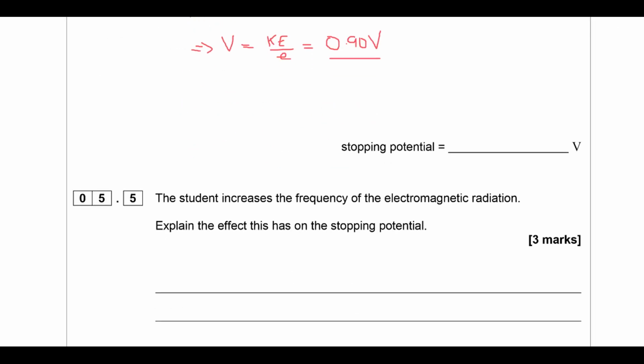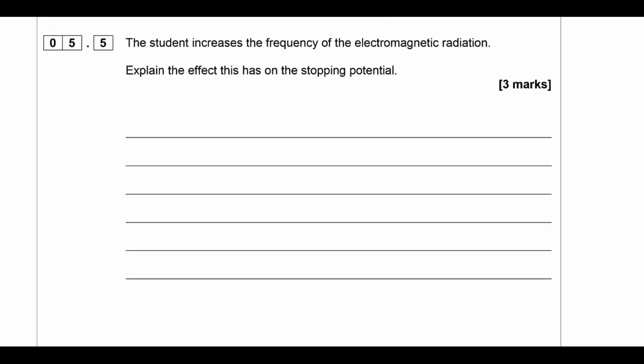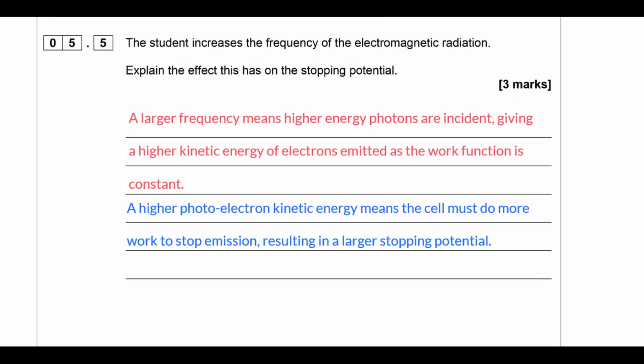Okay, so the student increases the frequency of the electromagnetic radiation. Explain the effect this has on the stopping potential. So higher photon energy for the same work function gives higher kinetic energy. That means it's going to take more work to stop it being emitted. The charge of an electron stays constant, so that must mean a larger stopping potential. All right, so that would be my explanation of that there. So that finishes question 5. Let's move on to question 6.